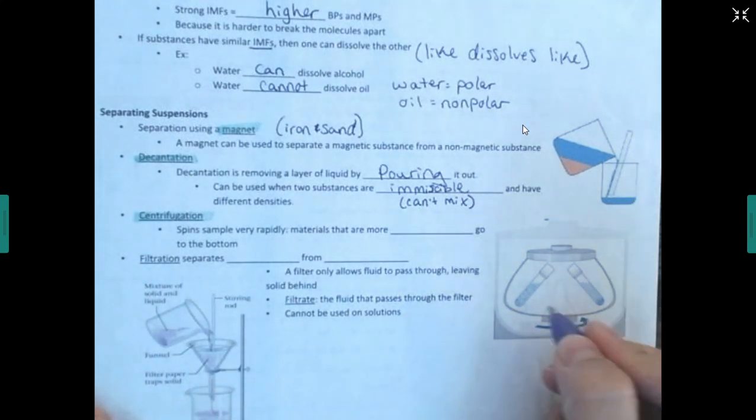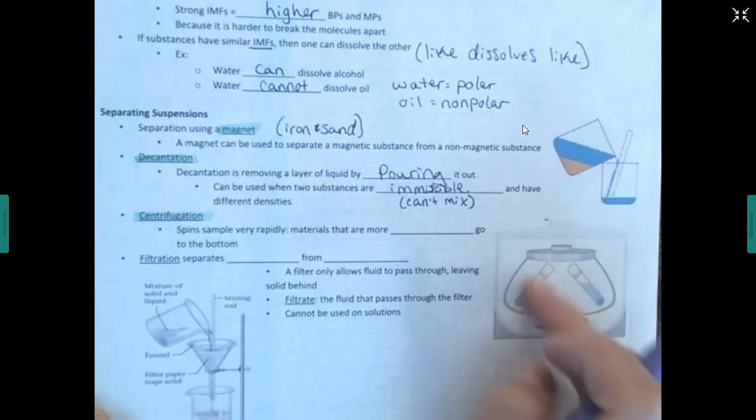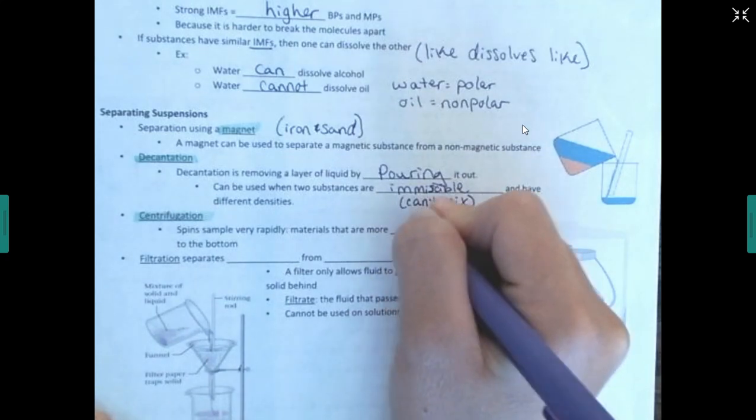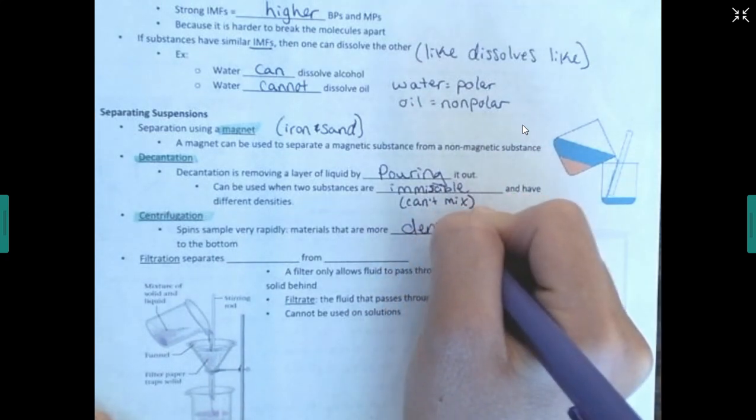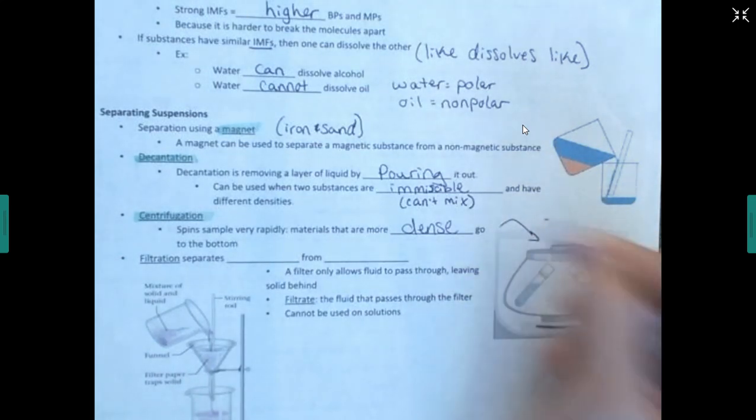Okay, so if you have a suspension that you want to separate, you take it in the test tube, you put it inside the centrifuge, it spins around, and it forces the heavier objects to the bottom. The materials that are more dense sink to the bottom. That's using a centrifuge. Okay, here's the picture.